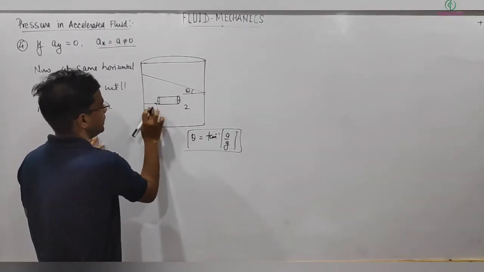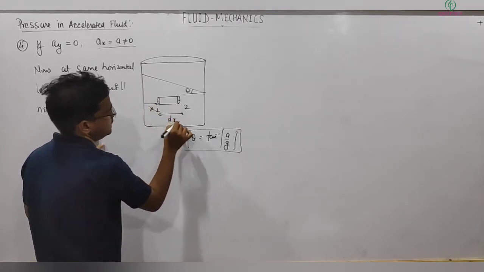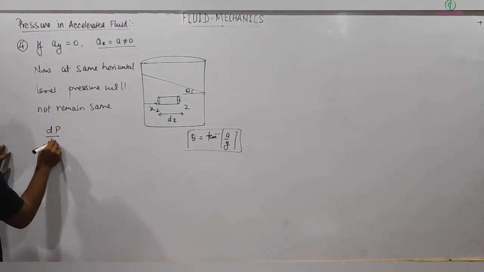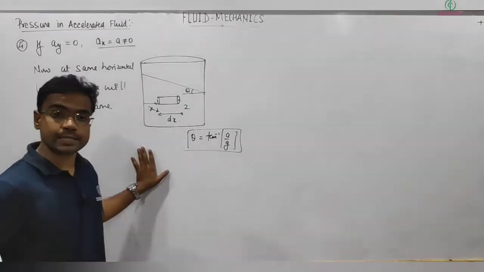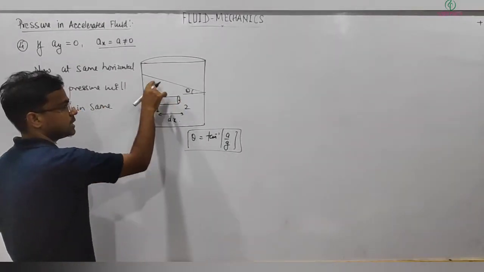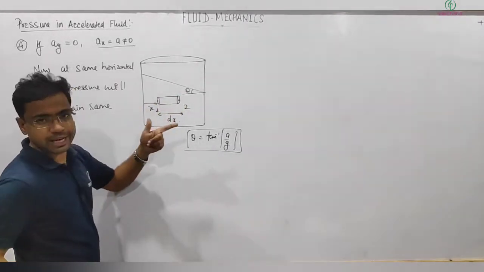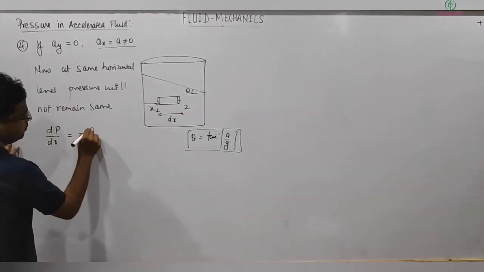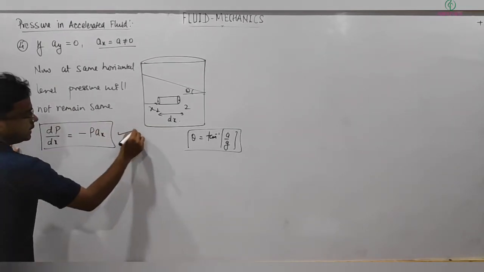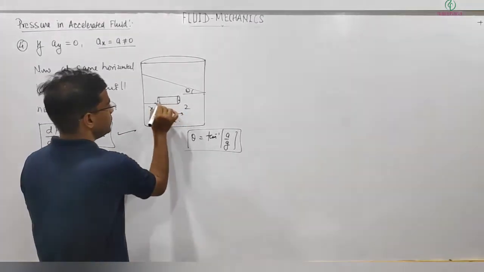So one way is, if this is x, and the length of this element is dx, earlier dp by dx was 0 because there was no acceleration in the x direction. In this situation, here the pressure will be low, and here the height is high, so the pressure will be high. So this minus this will be negative, so it will be equal to minus rho into ax. Simple. If you want the derivation, you can go in exactly the same way.